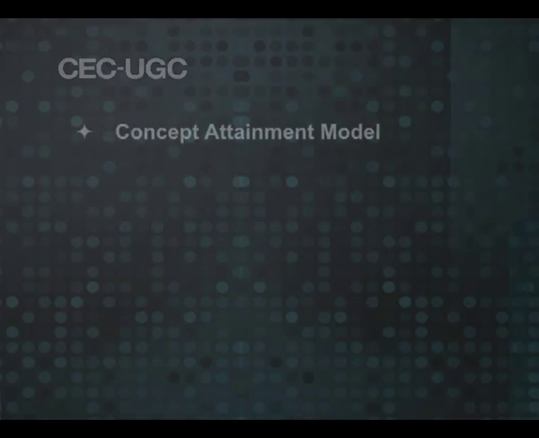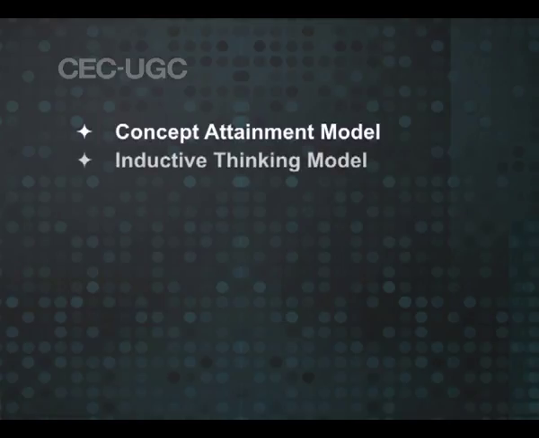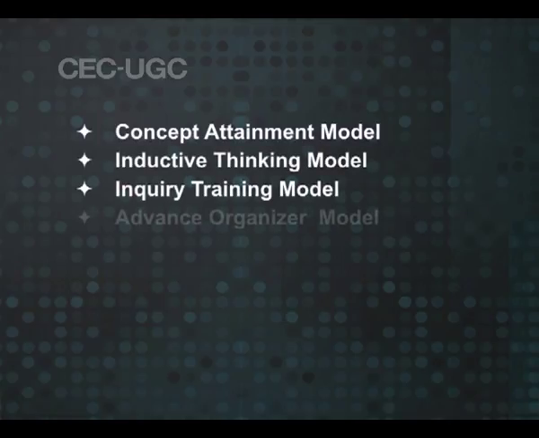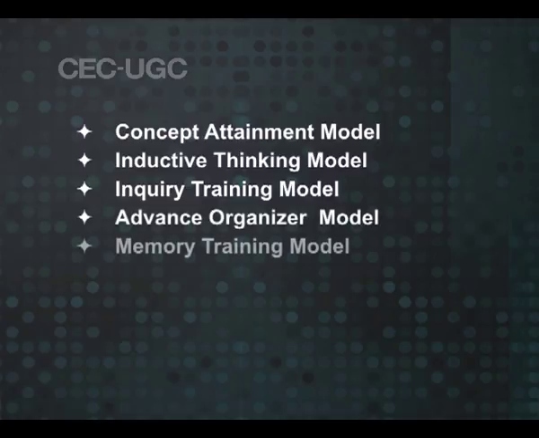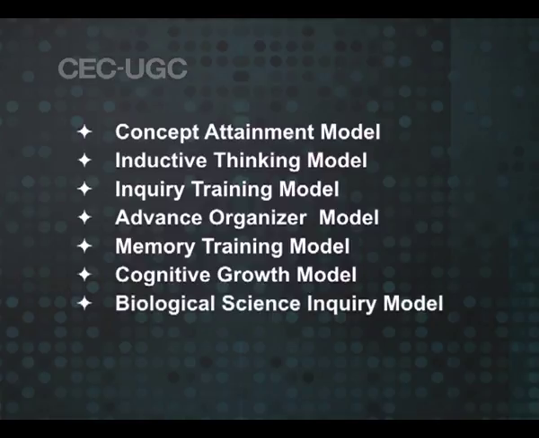Information processing model. These models focus on the methods associated with information processing, and its approaches are more linked to concepts and principles developed in cognitive psychology. They consider mental processing skills, inquiring, developing powers of observation and reasoning as important. The various models which belong to this category are: concept attainment model, inductive thinking model, inquiry training model, advanced organizer model, memory training model, cognitive growth model, biological science inquiry model.